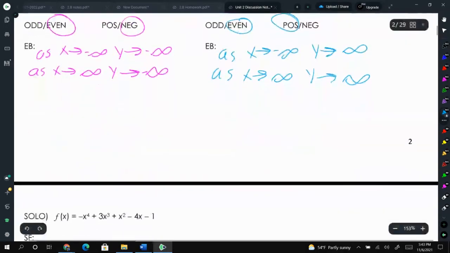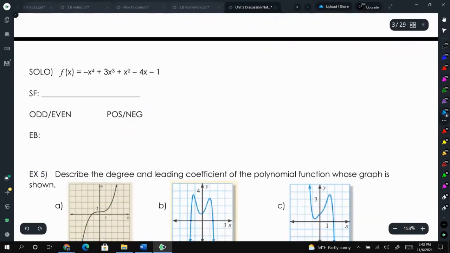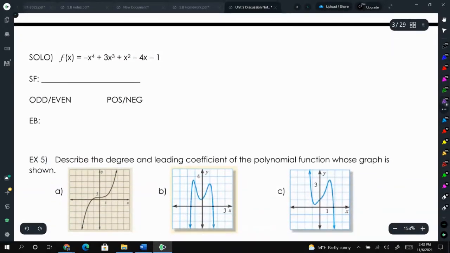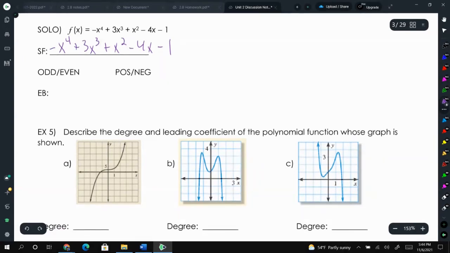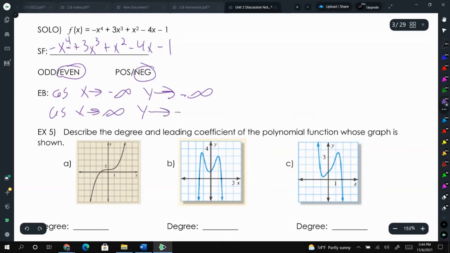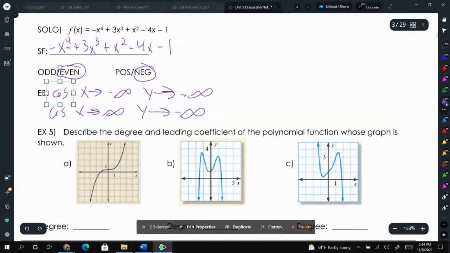Now on the next page, we have negative x to the fourth plus 3x to the third plus x squared minus 4x minus 1. Again, this was already written in standard form. We have an even degree because 4 is even, but a negative leading coefficient. So as x approaches negative infinity, y also approaches negative infinity. And as x approaches positive infinity, y again approaches negative infinity.